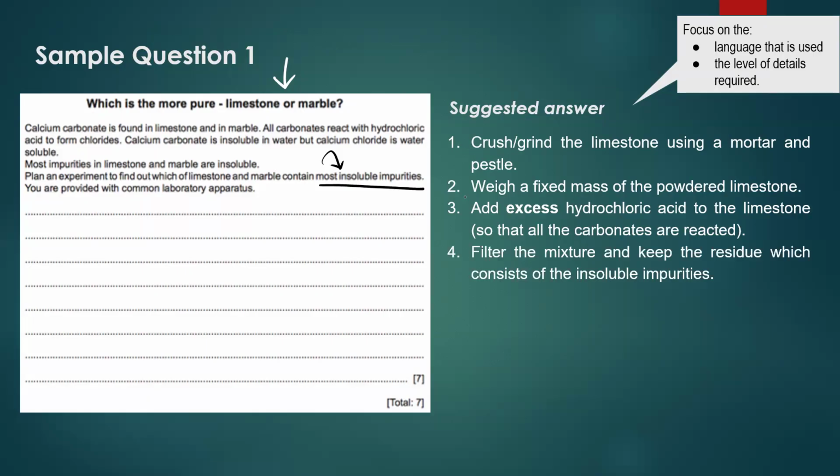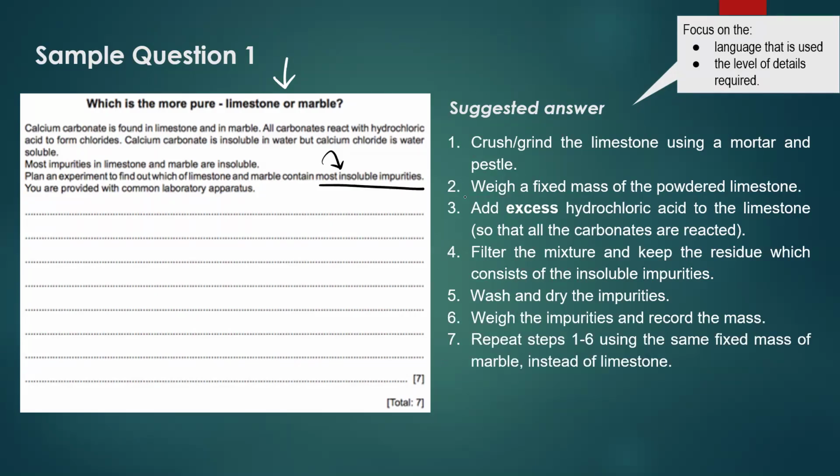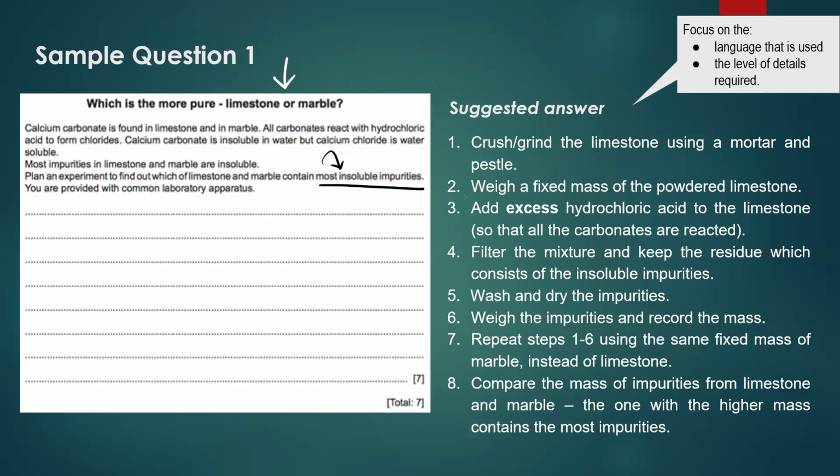Filter the mixture, keep the residue which consists of insoluble particles. Wash and dry the impurities. Weigh the impurities, record the mass. Repeat steps 1 to 6 using the same fixed mass of marble instead of limestone. Then compare the mass of impurities from limestone and marble. The one with the higher mass contains the most impurities. See, this question is so simple. So that's how you will write it.